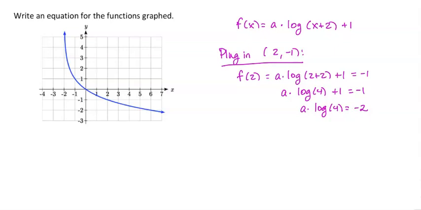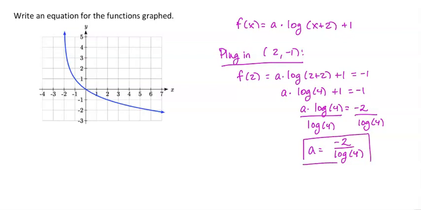Log of 4 is not a nice number. If you put that into your calculator, you'll see that it's a decimal. So I'm going to just leave that exact as log of 4. Dividing both sides by log of 4, solving for a, we get that a is equal to -2 over the log of 4. So we found our plus 2 from the shifting left using our vertical asymptote. We plugged in one point and found k. We plugged in a second point and found a. Putting these together, now we can write our function.